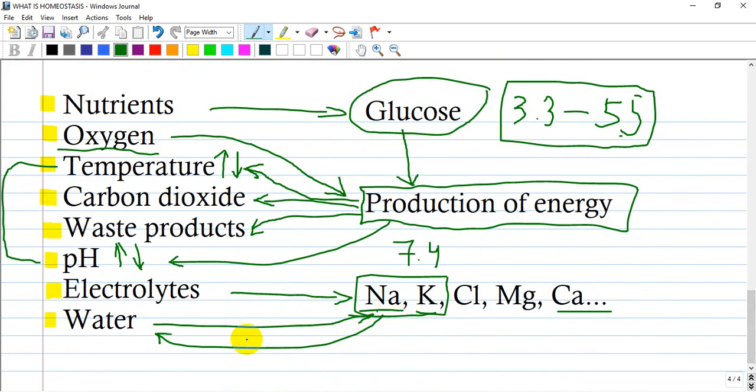And water is dependent on sodium. Where sodium goes, water goes as well.